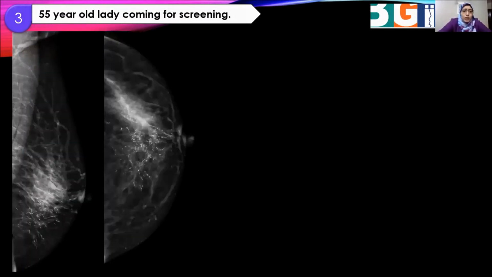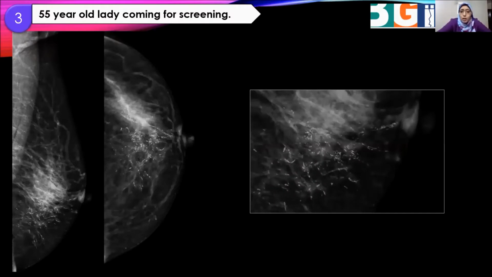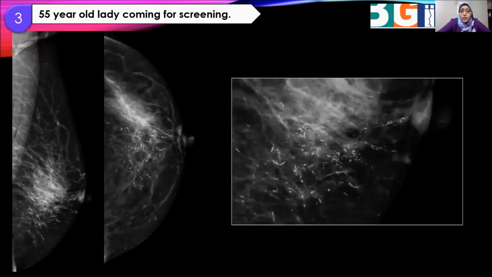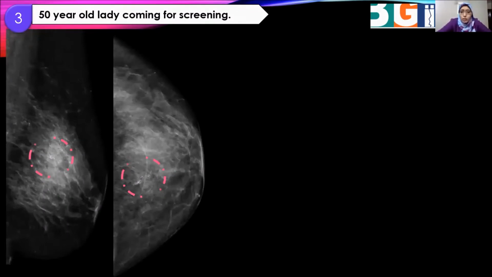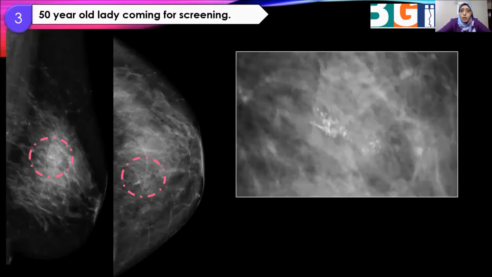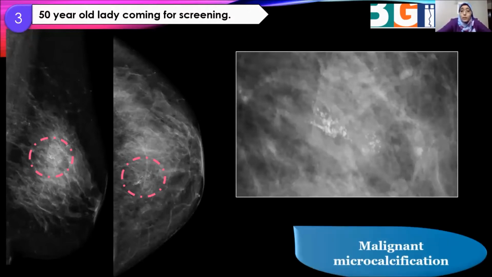The following case is a 55-year-old lady coming for screening. She had a mammogram, which showed regional pleomorphic, heterogeneous, amorphous microcalcific foci. We can see that it extends toward the nipple with a linear or ductal distribution. Another lady also came for screening and showed clusters of microcalcifications with the same features, pleomorphic and amorphous, and both were suggestive of malignant microcalcifications.